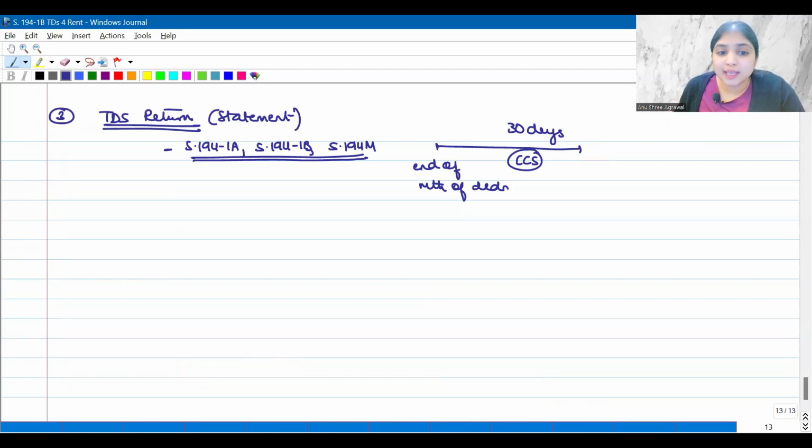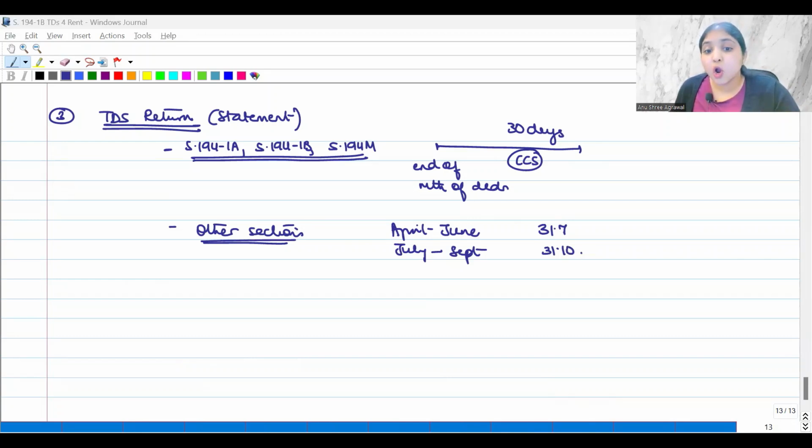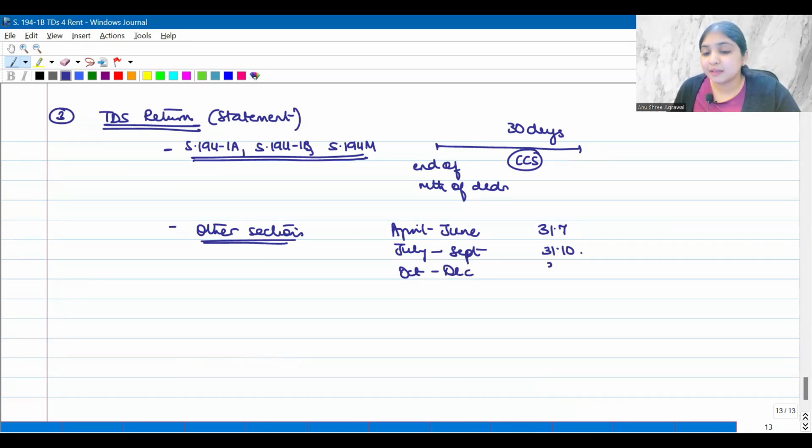For all the other sections, how is it? TDS return has to be filed quarterly. Your first quarter is April to June. For the April to June quarter, by 31st July, we have to file the TDS return. Then the next quarter is July to September; by 31st October, we'll have to file the TDS return. October to December, by 31st of January, we'll have to file the TDS return.